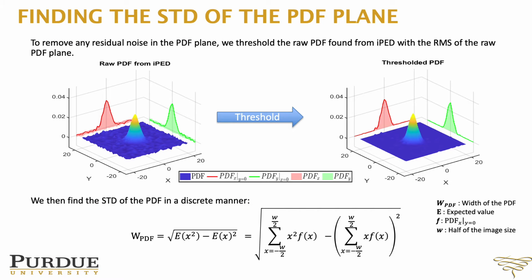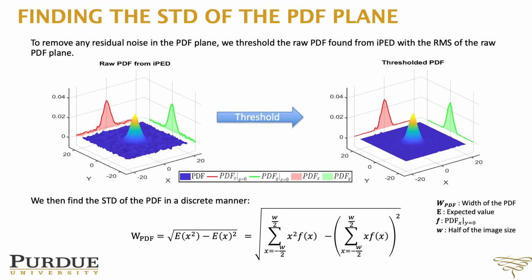The PDF plane that we get from iPED is rather noisy. And since we are going to calculate the standard deviation of the PDF in a discrete manner using the estimated PDF plane, we pre-process the PDF plane to remove the noise floor from the PDF. To avoid modifying the plane while eliminating the noise, we decided to use a thresholding approach. The thresholding criterion comes from the root mean squared, or the RMS, of all the PDF values in the PDF plane. And if we use this RMS value, you can see that we can remove most of the noise in the PDF and end up with a much cleaner PDF.